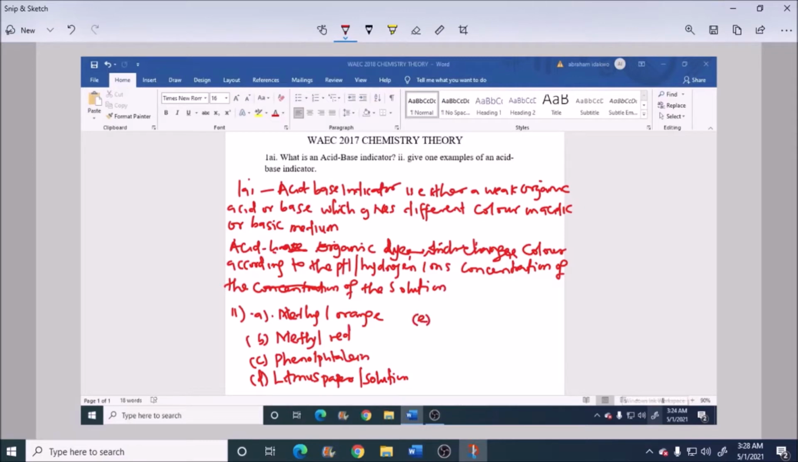Then another example of an indicator is methyl yellow. Then another example is bromothymol blue. So it's one of the examples of indicators. We can just pick any one out of the listed indicators above, because we are asked to give only one example of an acid-base indicator. So any one you choose out of these six is correct for the question asked.